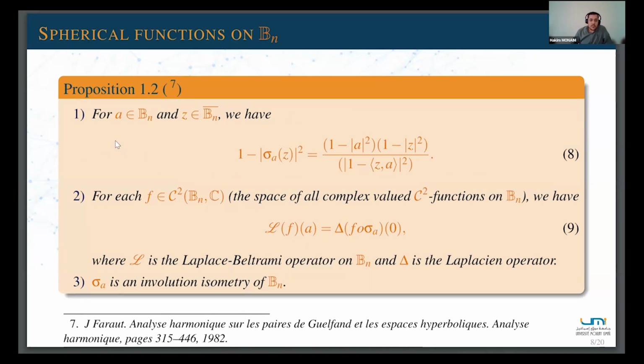The second proposition: for any vector a in the unit ball and z in the closed unit ball, we have this equality. For each C^2 function f from the unit ball to the complex space, we have Lf(a) equal to the Laplacian of f composed with sigma_a at 0. The operator L is the Laplace-Beltrami operator on the unit ball, and Delta is the Laplacian operator. Sigma_a is an involutive isometry of the unit ball. Again, you can see Jacques Faraut, Analyse harmonique sur les paires de Gelfand et les espaces hyperboliques.